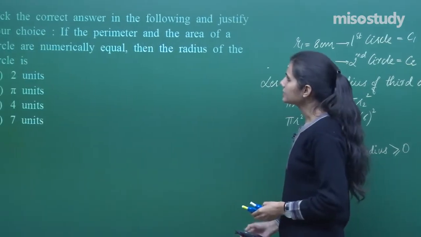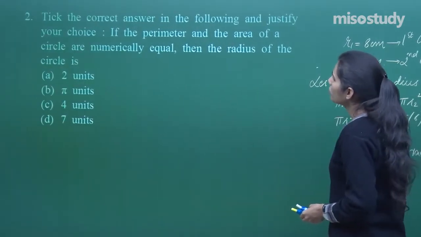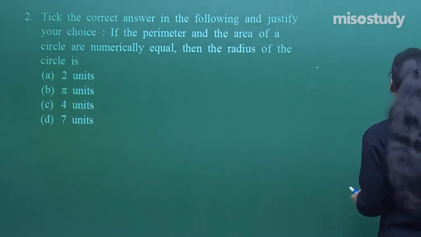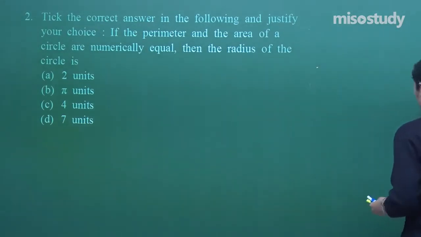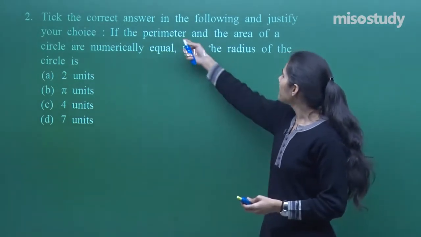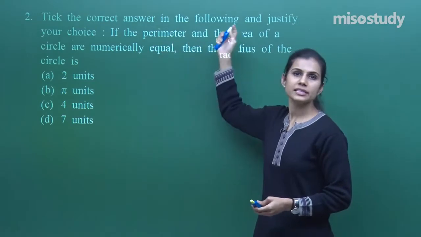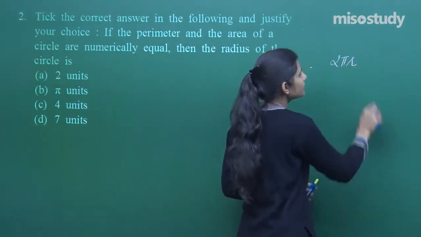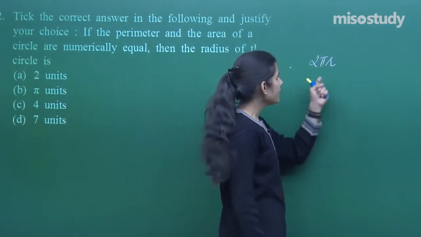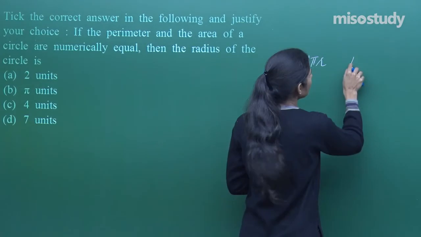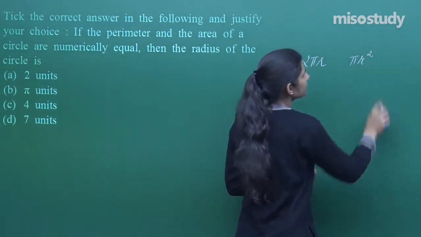Next question says: take the correct answer in the following and justify your choice. If the perimeter and area of a circle are numerically equal, then the radius of that circle will be equal to what? So there is a circle whose perimeter and area, which means circumference and area, are equal. So circumference is 2 pi r. Let the radius of the circle be r centimeters, then its circumference, or the perimeter, will be 2 pi r, and area will be pi r square.